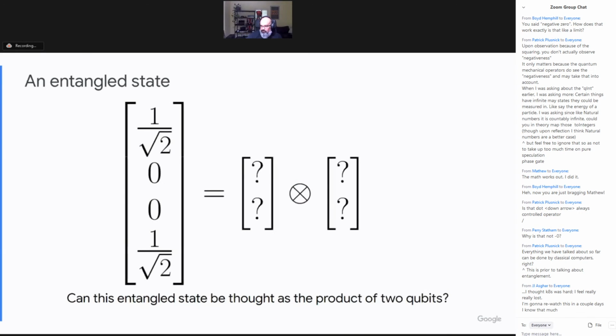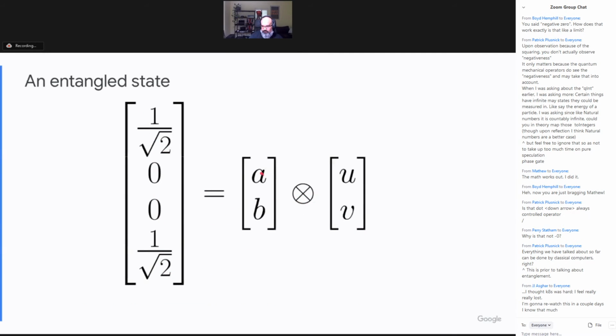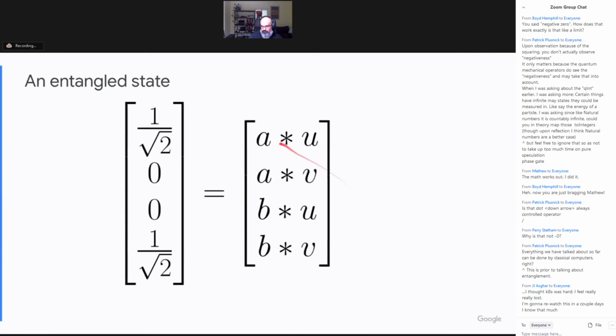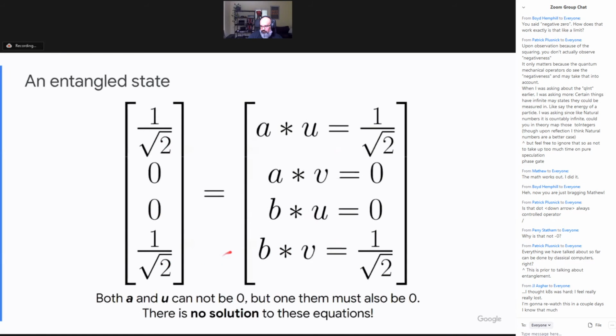Let's prove it really quickly. Let's say it is a tensor relation. This is going to be a classical proof by contradiction. So I have some qubit and some qubit, and when I tensor them together, I should get this state. So these are numbers. This one's A, this one's B, this one's U, this one's V. When I tensor them together, you get this lacing effect. And now let's look at how this should equal that. So A times U should equal 1 over root 2. A times V should equal 0. B times U should equal 0. B times V should equal 1 over root 2.